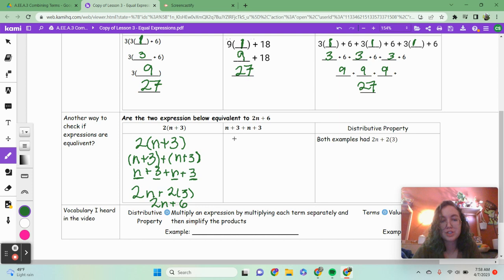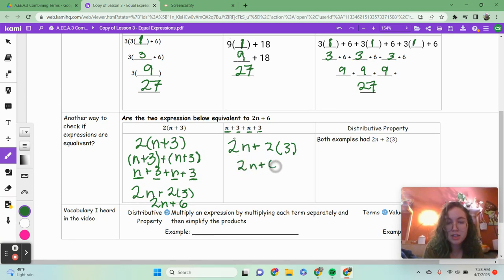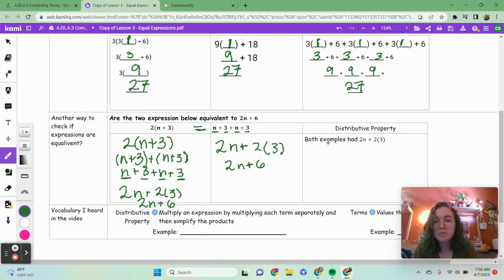With this second expression, I can combine my like terms. So I have n plus n, that gives me 2 n's, and 3 plus 3, so that gives me 2 3's, or 2n plus 6. They simplify down to the same thing, so these expressions are equivalent. They equal the same thing. They give us the same information.